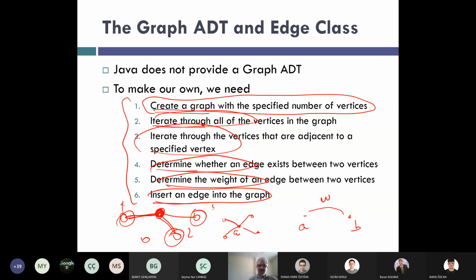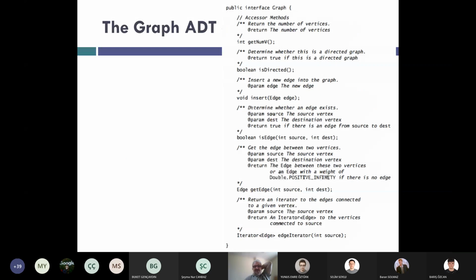1, 2, 3. Actually, we should iterate between these 3 vertices. Okay, these are the operations. Of course, when you add more operations, you modify the graph abstract data type, and you can define your own abstract data type and implement it. But for the time being, in the book, this abstract data type is defined as an interface. This is the interface for this abstract data type.